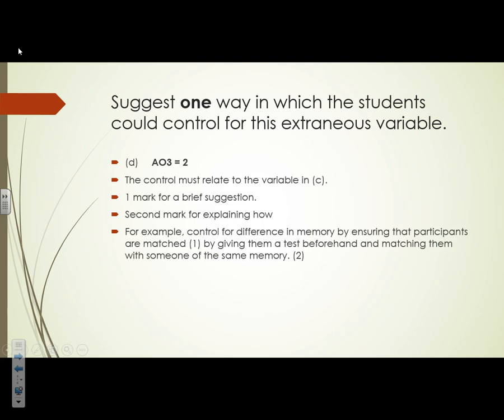So my extraneous variable that I picked up was a problem with memory, and the fact that everybody has different memories. So just because one person remembers something and another person doesn't, it doesn't mean that was because of the categorization of the organisation of the categories or not. It could have been that one of them just had a better memory than the other, and the way that I control for that is by ensuring that participants are matched, and that's what I'm saying. So that's my brief suggestion, and then telling you how I am going to do that by giving them a test beforehand and matching them with someone of the same memory.